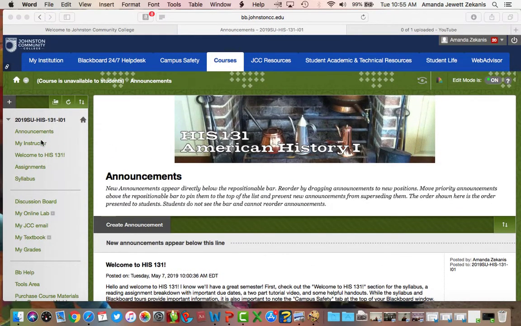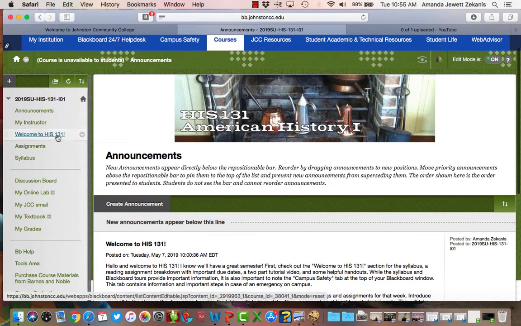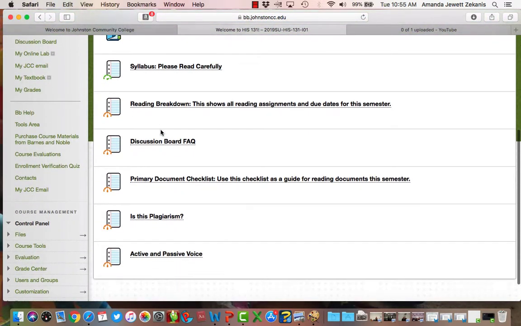So over here on the left is what you're really going to want to focus on. A lot of these tabs are important. For example, the announcement references the Welcome to History 131 tab. So let's go ahead and click on that. Lots of important stuff in here.